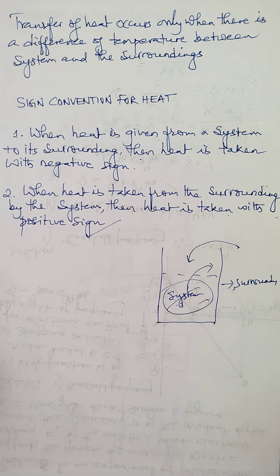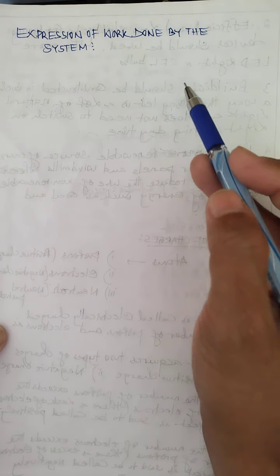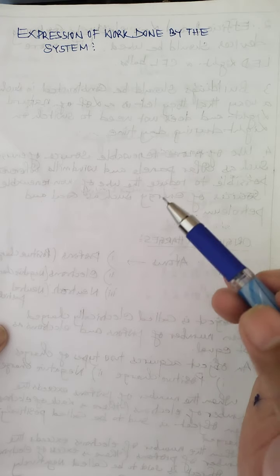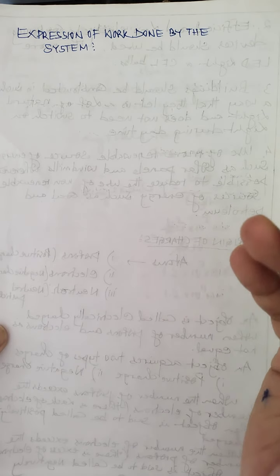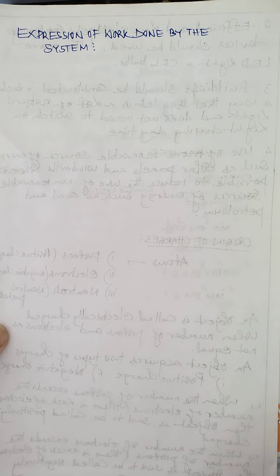Now we go to the next, that is the expression of work done by the system. In order to derive the expression of work done by the system, and this system is also known as a thermodynamic system, because a thermodynamic system is one which is comprised of thermodynamic coordinates like pressure, volume, temperature and all.